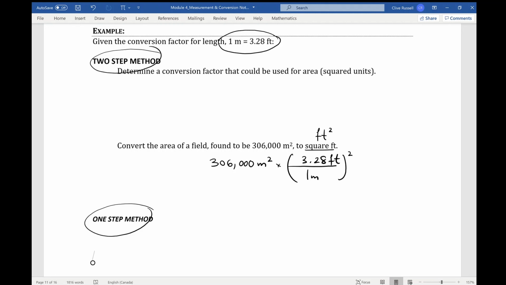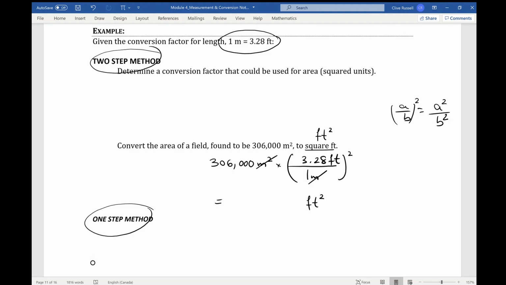Keep in mind that if I had something like A over B all squared, it's the same as A squared over B squared. So in this case, the 3.28 would be squared, and my feet would also be squared to give me feet squared, and my 1 would be squared, and my meter would be squared to give me meters squared. So that meter squared goes with that meter squared, and I'm left with 306,000 times 3.28 squared, and my units would be feet squared.